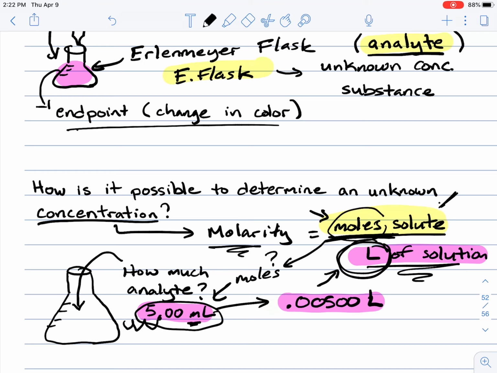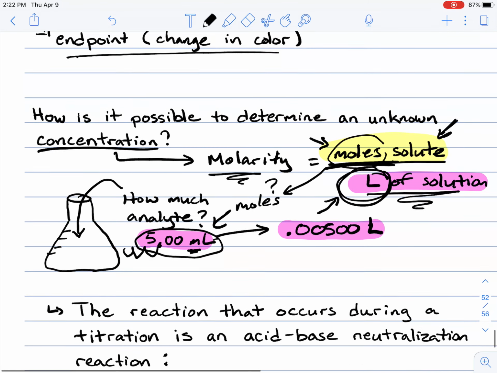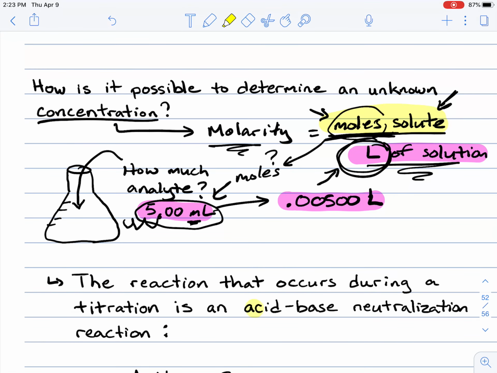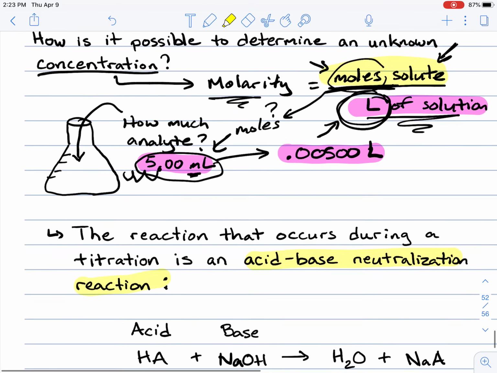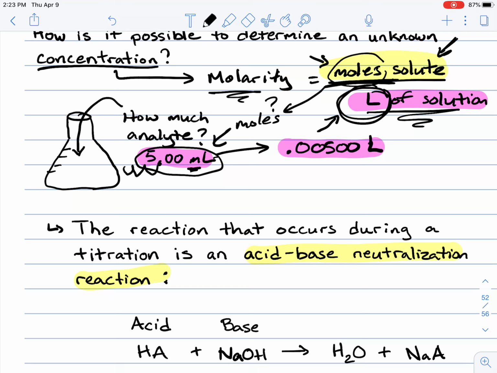And so to figure out the number of moles of solute, we're going to have to rely on titrations and the theory behind it. And so it turns out that when you perform a titration, the main reaction that's occurring is an acid-base neutralization reaction. And so what that means is that you have some type of acid. I'm using HA to represent whatever acidic compound we have. It can be monoprotic, diprotic, whatever. But we have an acid, and we're going to react it with a base.